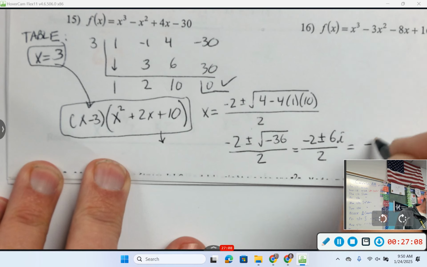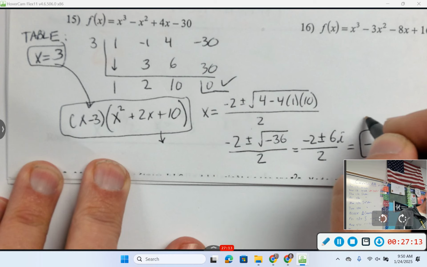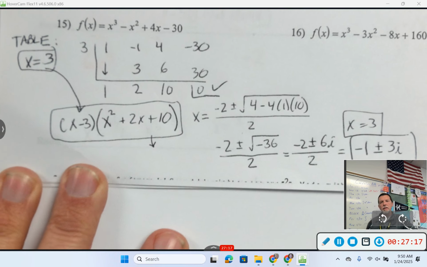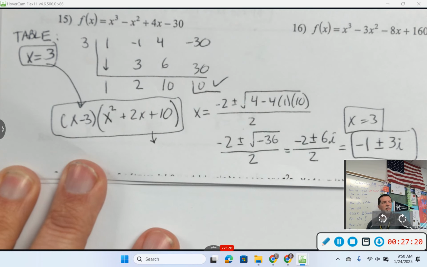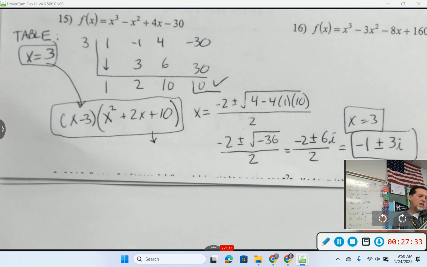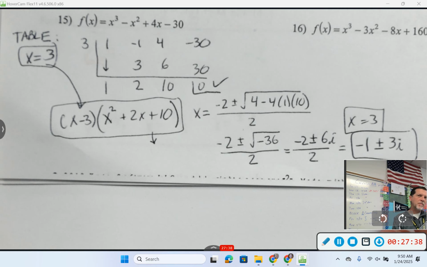They'll both divide by 2, so negative 1 plus or minus 3i. And x equals 3. So I found my 3 zeros. One of them I found with a little help from the calculator. The other I had to do by hand. Questions on that one?